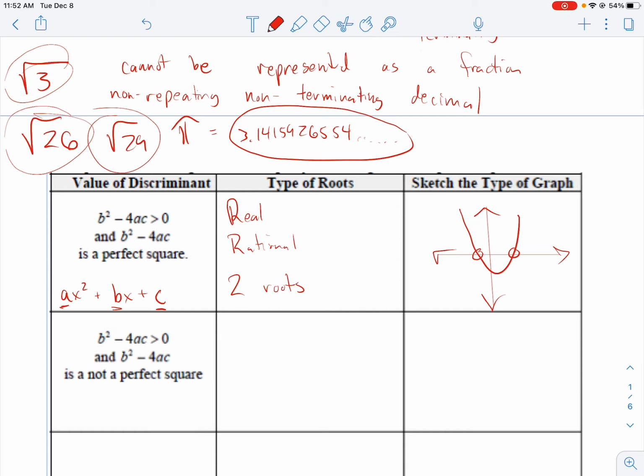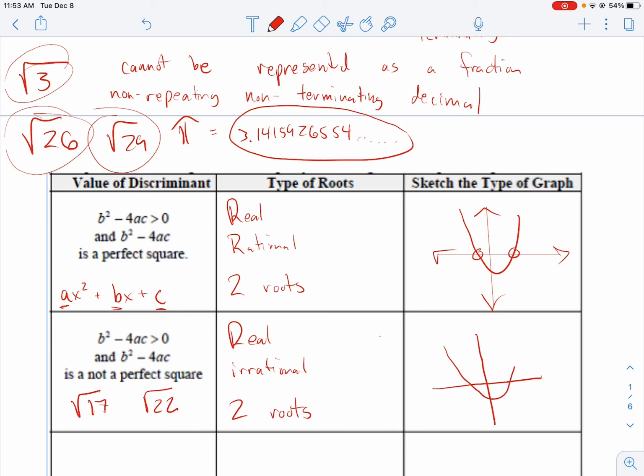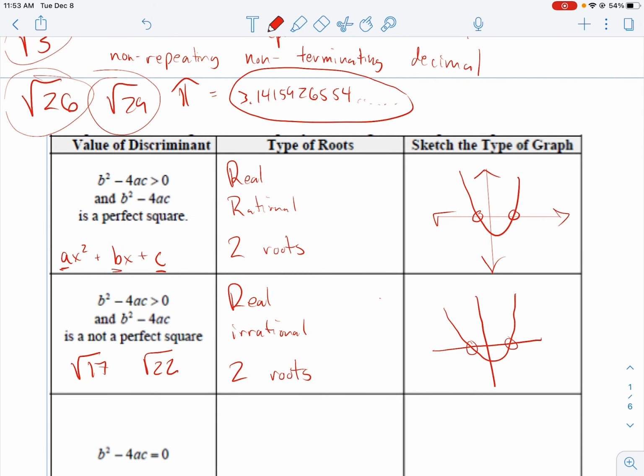Now, the next one: b squared minus 4ac is not a perfect square. So if you're taking the square root of like 17 or the square root of 22, a number that isn't a perfect square, what that means is you're still getting real roots, but your roots are going to be irrational, and you're still going to get two roots. You're going to get a number like 8.2257, continuing with no pattern. That would be an irrational number. And then what it would look like is you'd get that intersection, but your roots here are not going to be nice numbers. They're going to be irrational numbers.